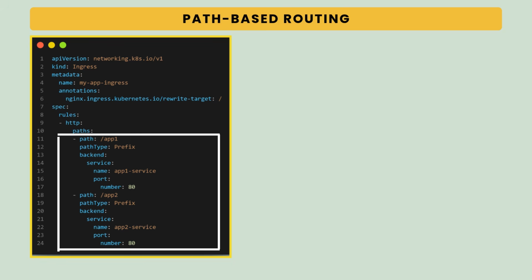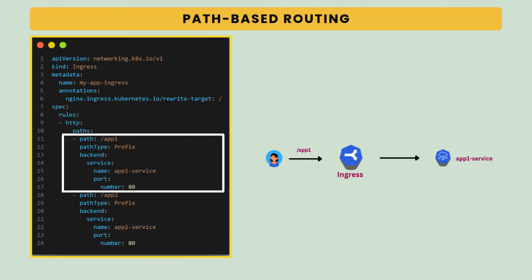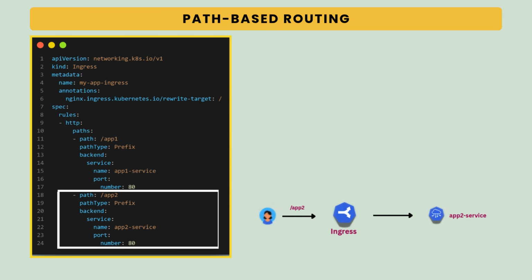So we are taking the default YAML here, which we discussed earlier. And you can see we have updated a few things here. Since this is path-based routing, we are focusing on the path fields. For the first route, we have set the path as /app1 and we want any request coming to /app1 to go to app1 service. That's what this particular section is doing.